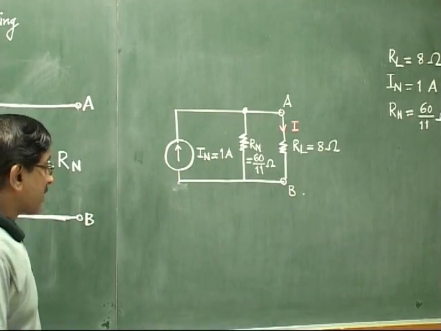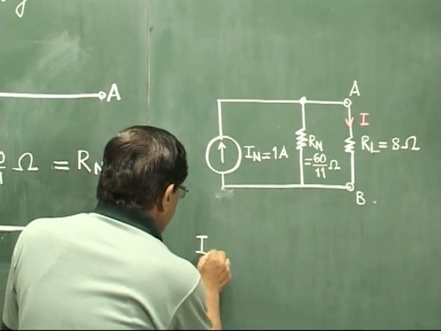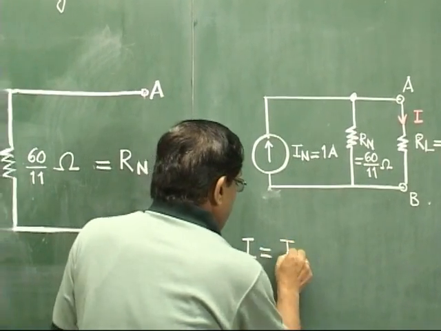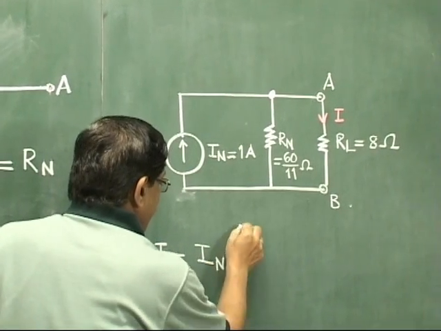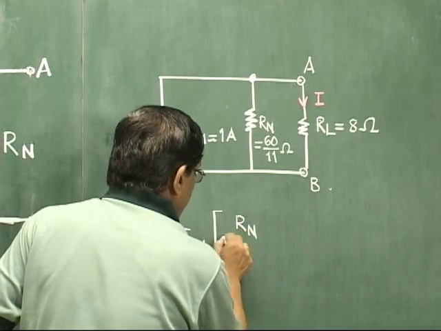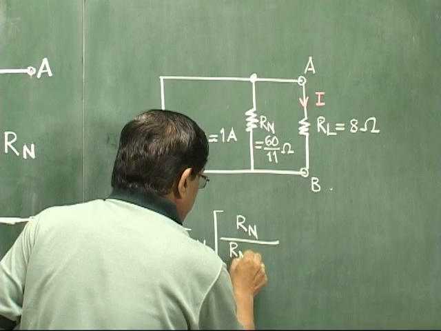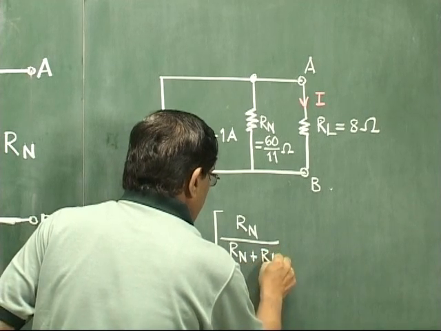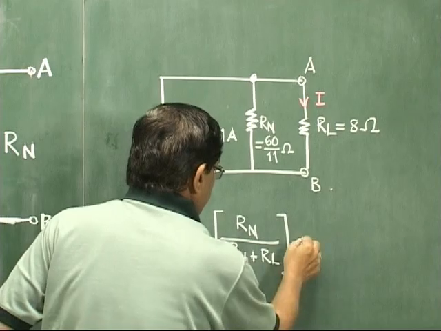And as we earlier discussed, what must be the value of I? The value of I must be equal to the total current IN in brackets, Rn in the numerator, divided by the sum of the two, Rn plus RL. So let us just calculate it.